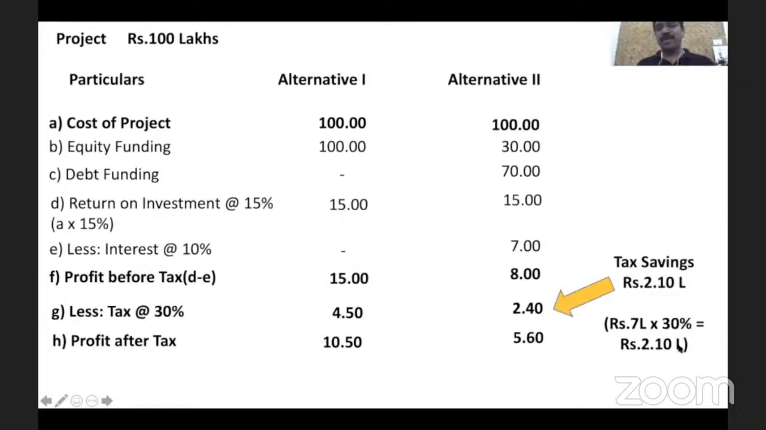Are you getting this point? Having interest in your cost structure will help you to save taxes. Just take that interest amount and multiply by the tax rate. In our case, I took 7 lakh and multiplied it with the tax rate of 30%. I derived 2.1 lakh. Now I'm comparing it with the similar scenario. If there is no interest, I would have paid 4.5 lakh. Because of interest, I'm paying only 2.4 lakh. So I have saved 2.1 lakh, which is nothing but the result of interest.